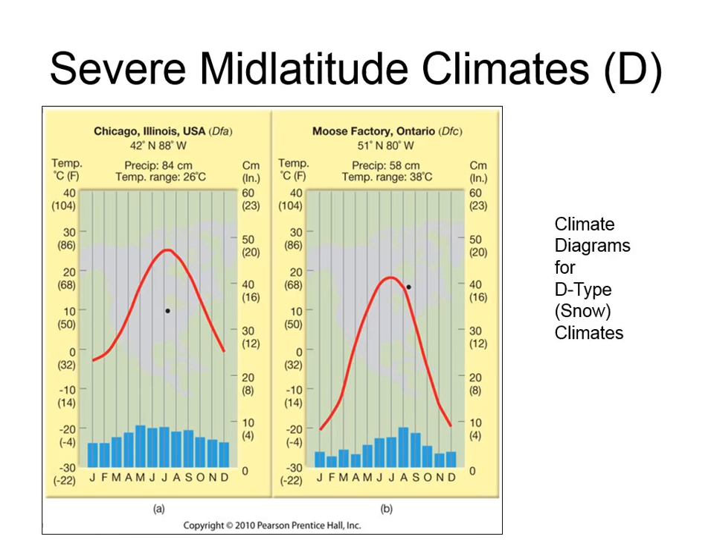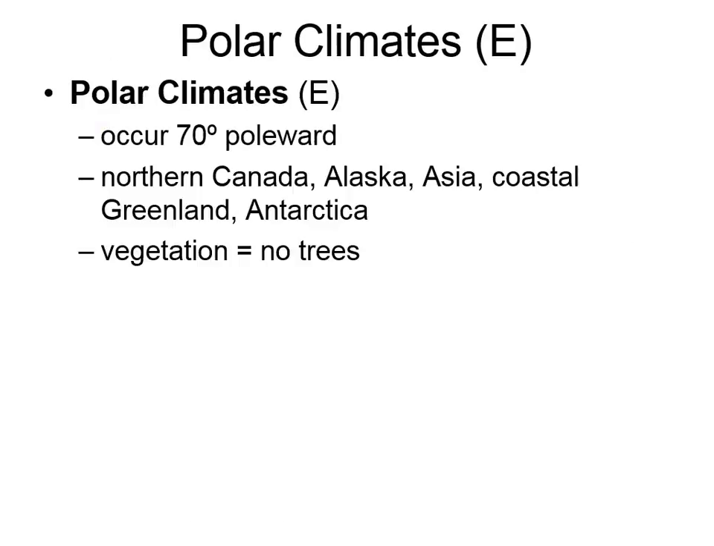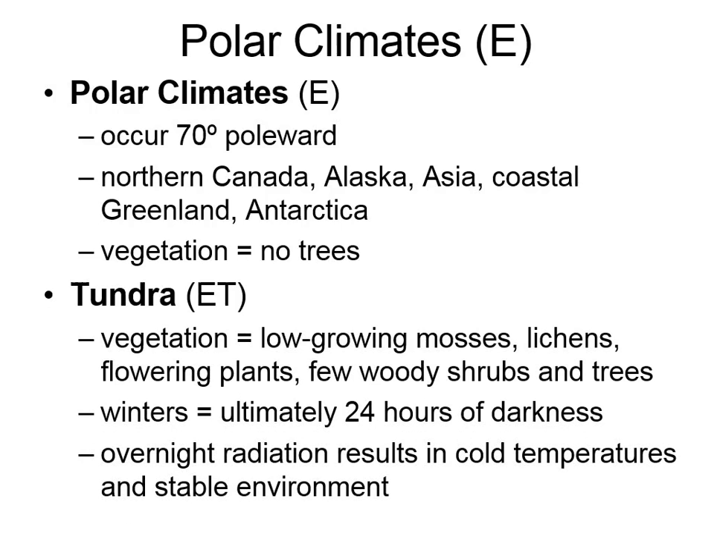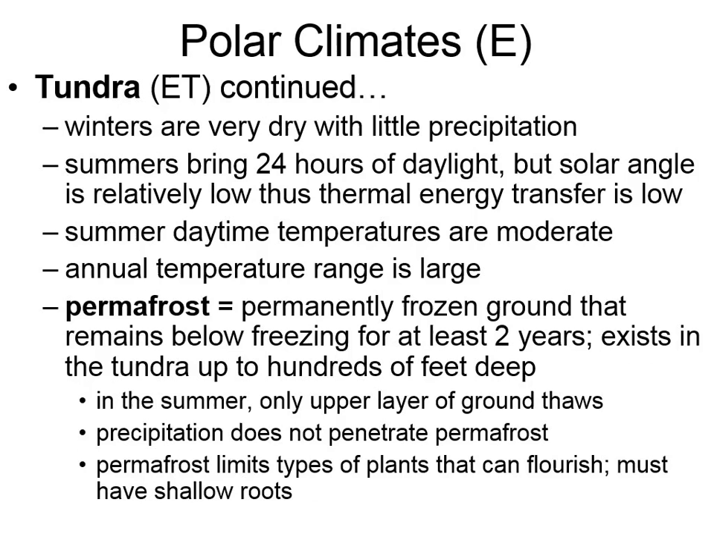Taking a look at some of these, here's a climatogram of Chicago on the left and Moose Factory, Ontario on the right. Then we hit our polar climates. There are two types of polar climates. In general, there are no trees in the polar climates. There's the tundra climate, ET. Get it, ET.